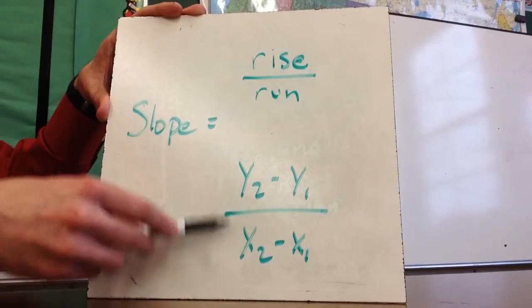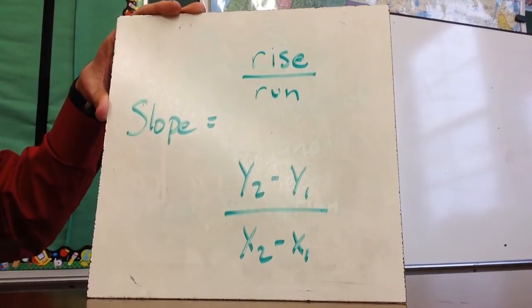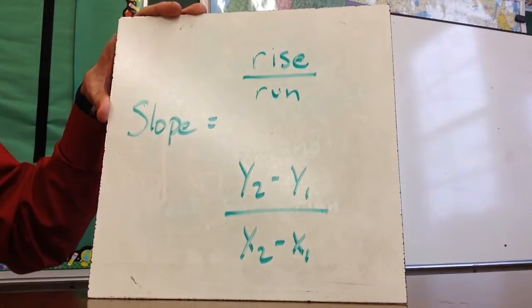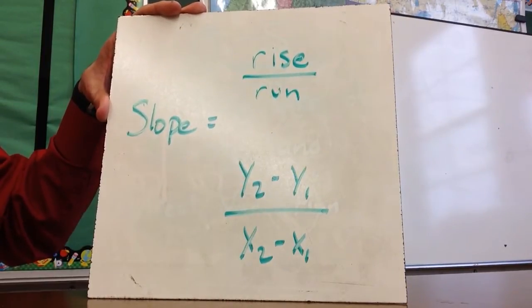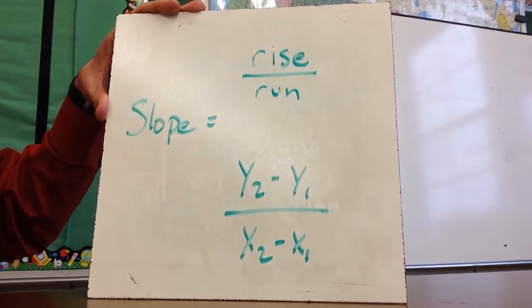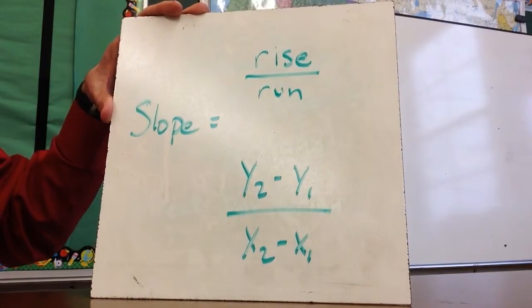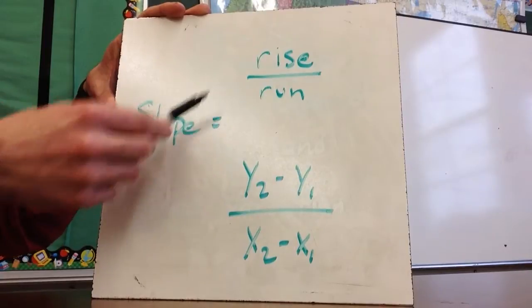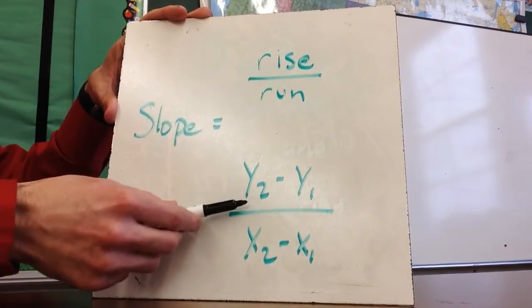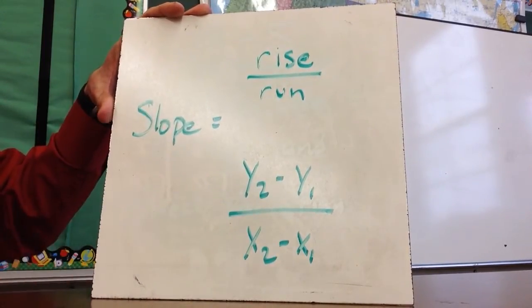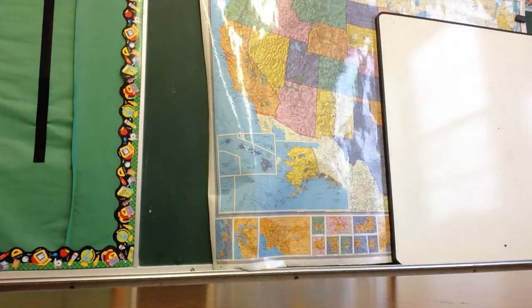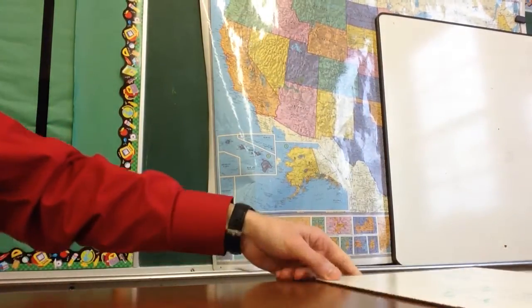You've actually been doing this as we've been working on rate of change. We talked about y equals kx for direct variation, and k was the constant rate of change. What you're going to find out is that k is the same thing as slope. So rate of change is slope. Rise over run, y2 minus y1 over x2 minus x1, rate of change, constant rate of change, all of these things are slope. I'll come back to this in just a second.